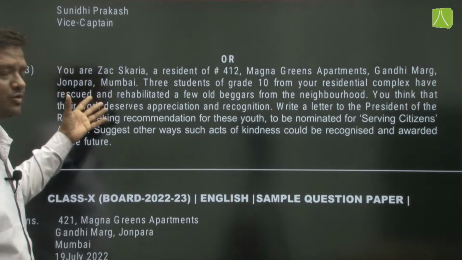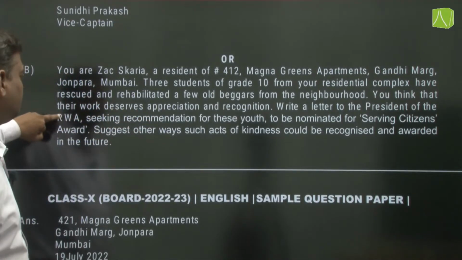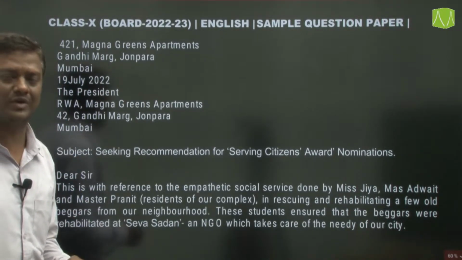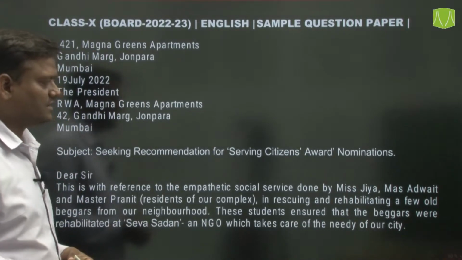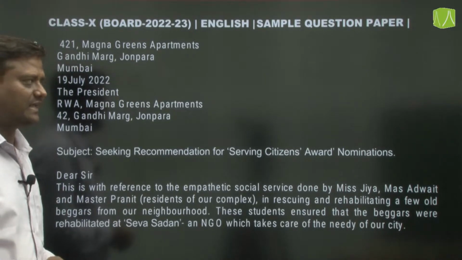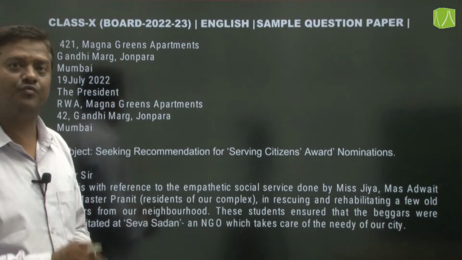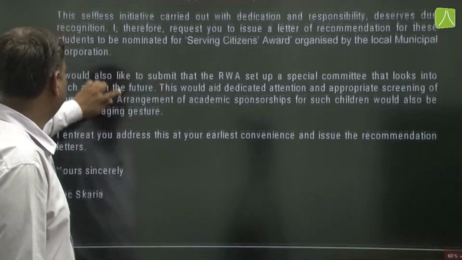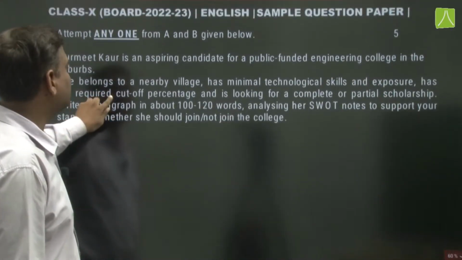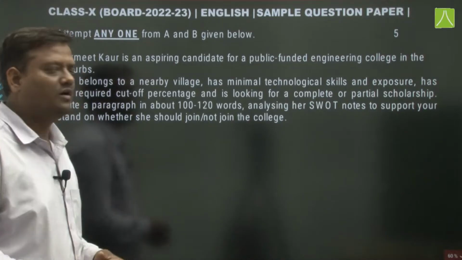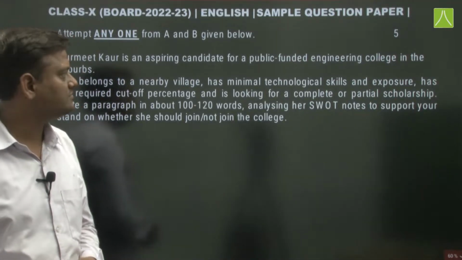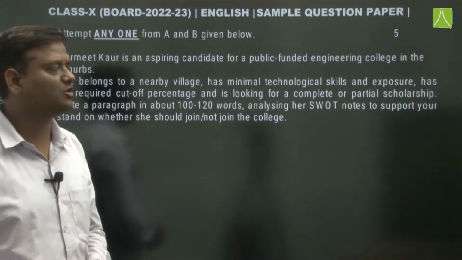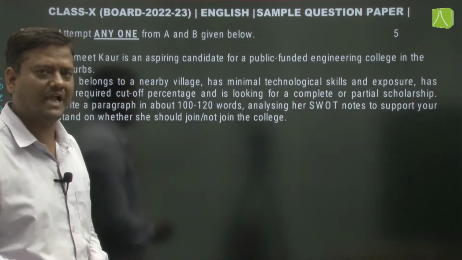It is another question for letter writing. After reading the question, it's your choice whether you answer question A or question B related to letter writing, and the marks weightage will be 5 marks for letter writing. Then you will have the next question in the writing section, writing a paragraph. As you know, analytical paragraph writing is given in your syllabus, it will be of 5 marks.